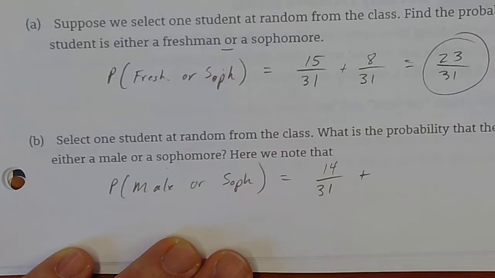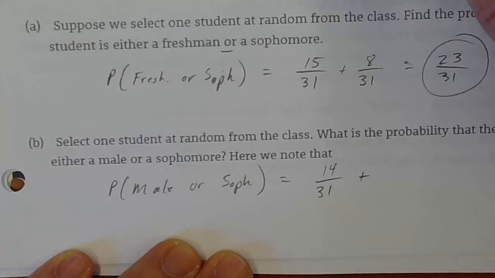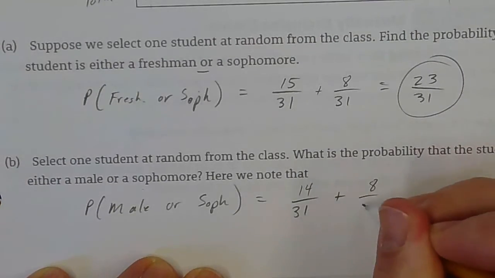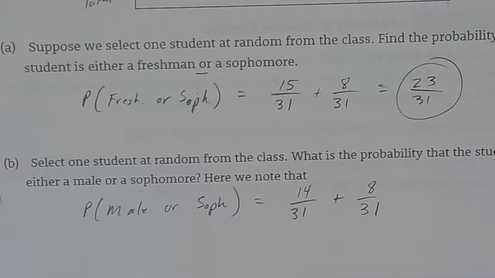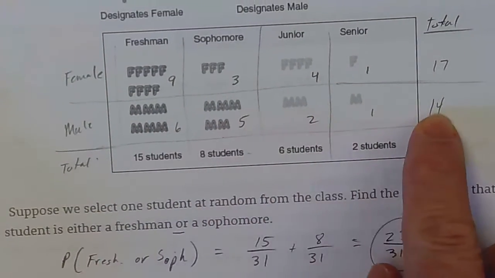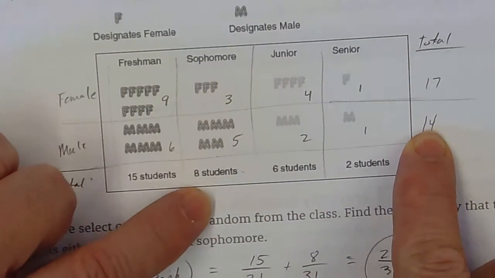Plus, what's the probability of a sophomore? That's going to be 8 out of 31. Okay, now look at the problem, though, with what we just did. Let's write those numbers down, and then let's take a look at the table again. All right, so the males, 14, and then the sophomores.